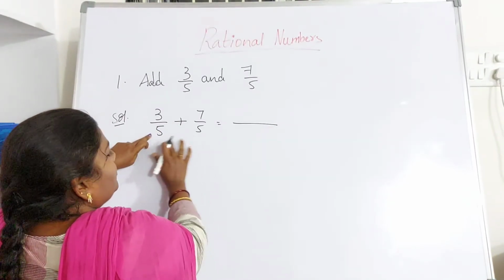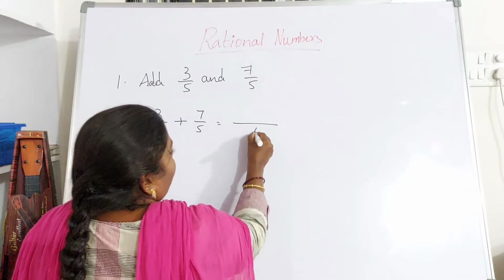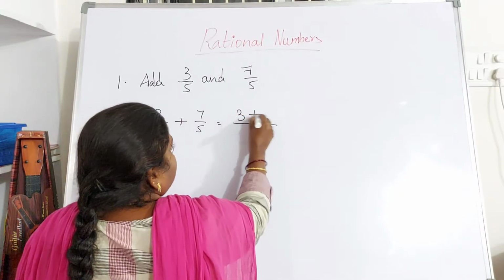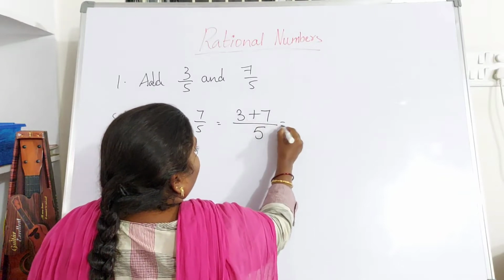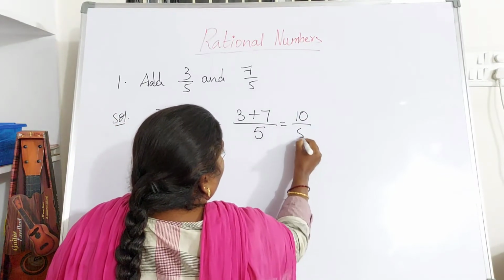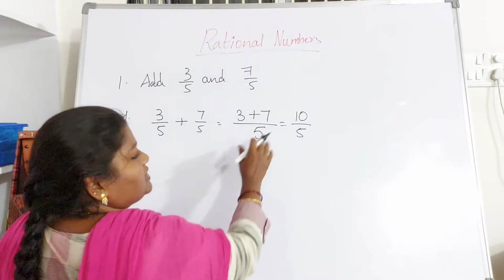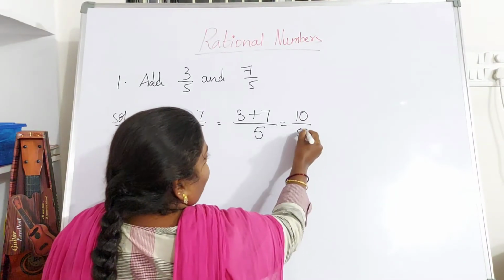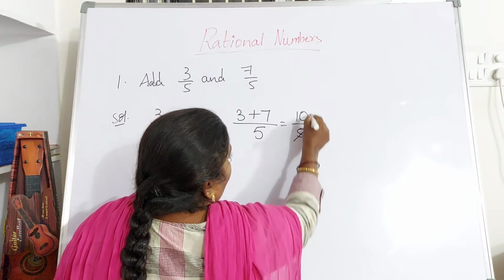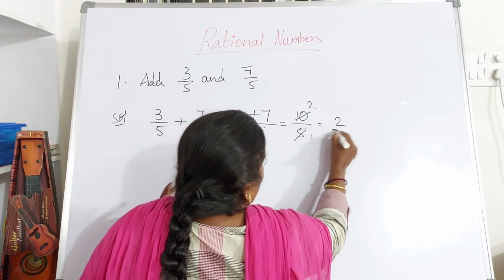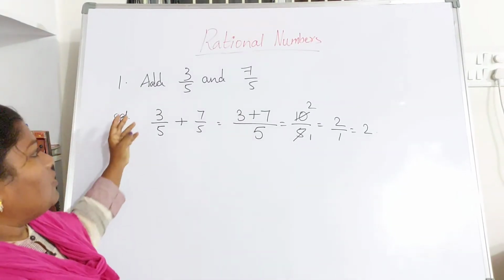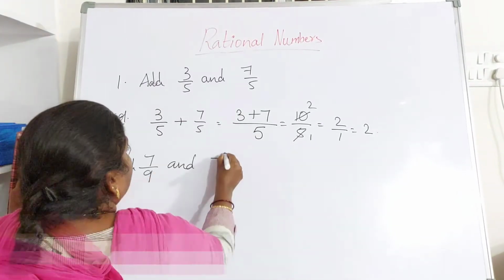Now what is the common denominator they have? It is 5. So simply add the numerators, that is 3 plus 7, which is nothing but 10 by 5. But there is also a possibility of cancellation. So we can cancel: 5 ones are 5, 5 twos are 10, that is 2 by 1, which is nothing but 2. Now let me give one more example.